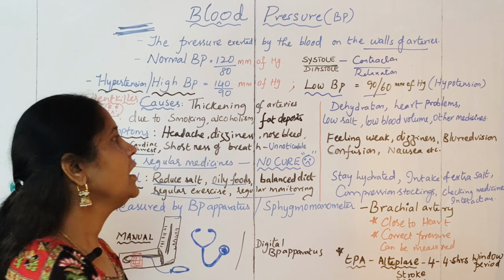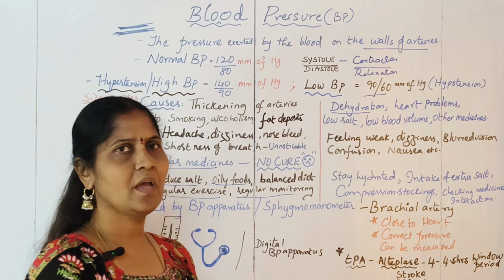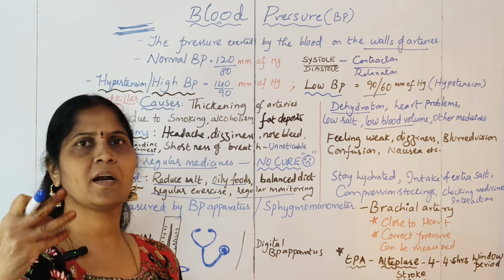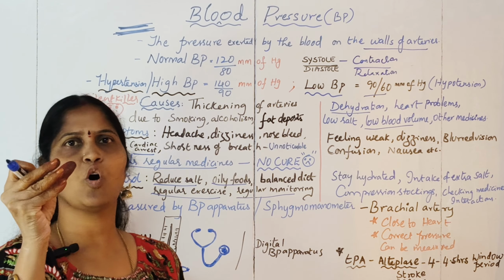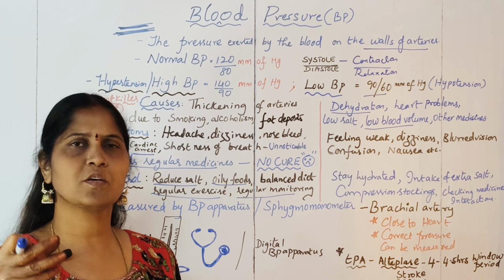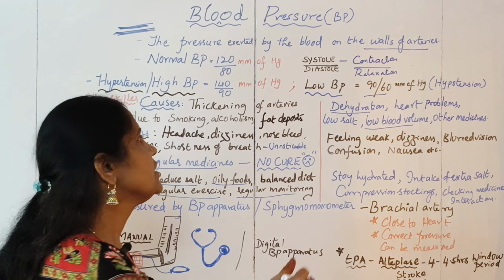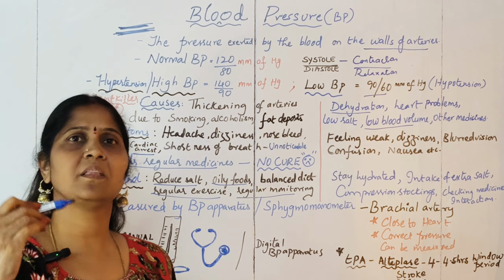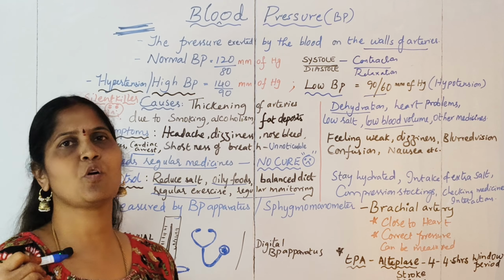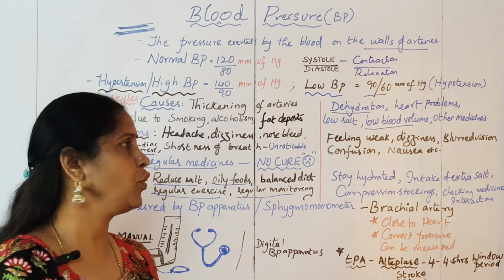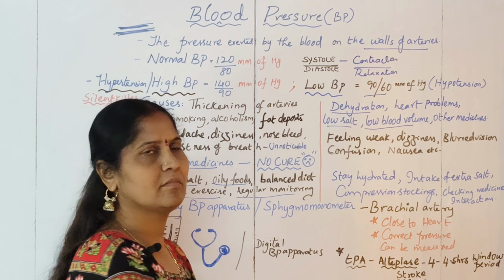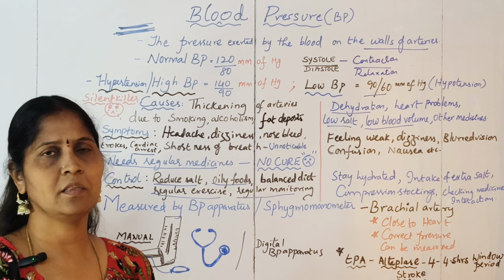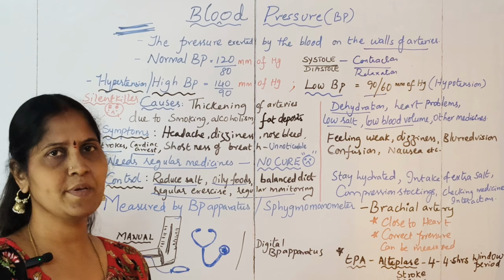If you have to see, it can be dehydration, which will lead to a lower amount of blood volume. When the water content in the blood decreases, what will happen? The volume of the blood decreases, because of which the pressure also decreases. So dehydration, any heart problems, any problems in the valves because of which the pumping is not effective, that can also lead to low BP. Low salt intake and maybe interactions with other medicines, whatever you are taking. These may be the reasons for the low BP situation.